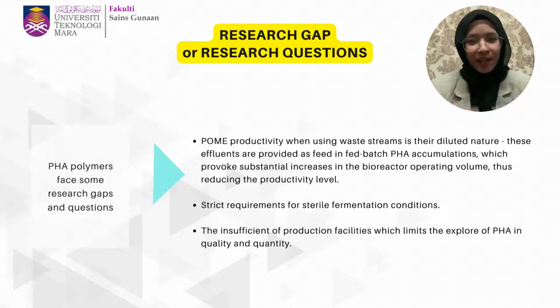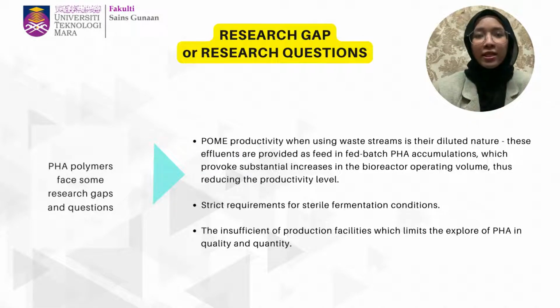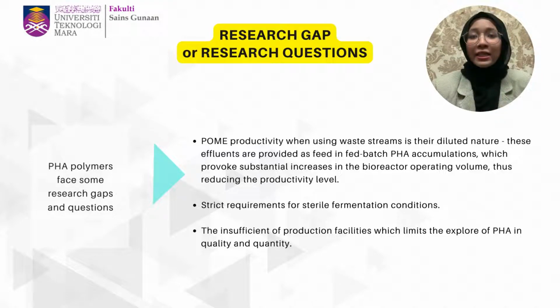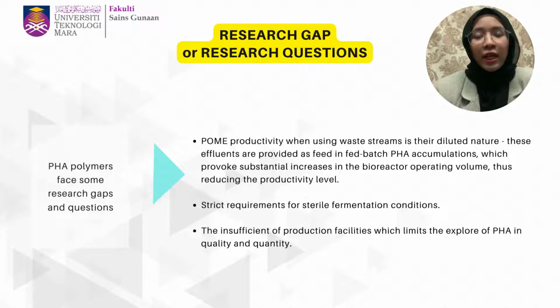In this review, we analyze and investigate whether PHA polymers face some research gaps and questions. First, the POME productivity when using waste streams is limited by their diluted nature, as these effluents are provided as feed in the fed-batch PHA accumulation, which provokes a substantial increase in the bioreactor operating volume, thus reducing the productivity level. Nevertheless, a strict requirement for sterile fermentation conditions, where there is an insufficiency of production facilities, limits the exploitation of PHA in quality and quantity.